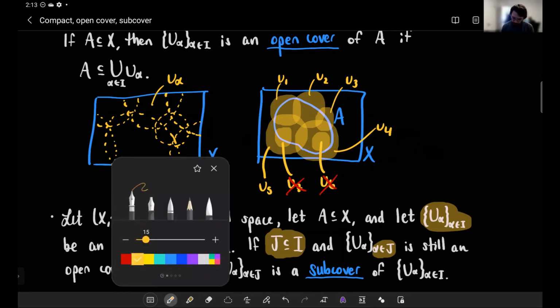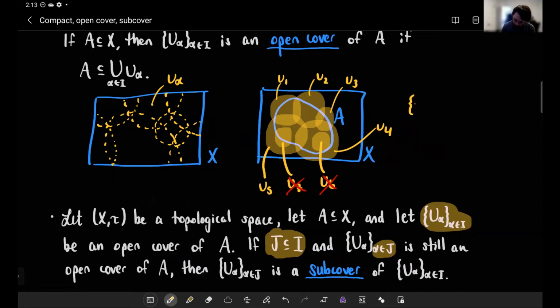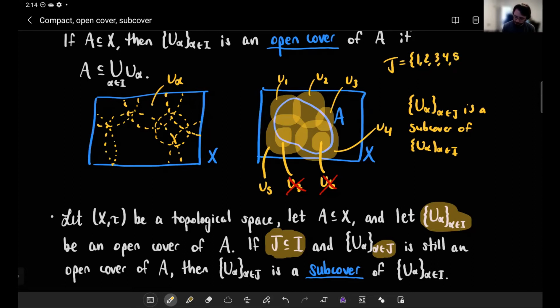So you could say something like, U alpha, where alpha is in J, is a subcover of the collection U alpha, where alpha was in I. And here J is the collection. I only needed U1, U2, U3, U4, U5. So it's just those subscripts, whereas I was the larger open cover, which went all the way up to 7.